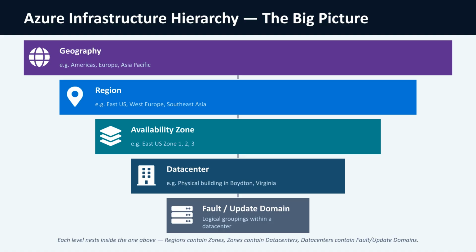Azure Infrastructure operates on a hierarchical model. At the highest level are geographies, which contain regions. Regions encompass availability zones, which in turn are made up of data centers. Within data centers, we find the critical fault and update domains.